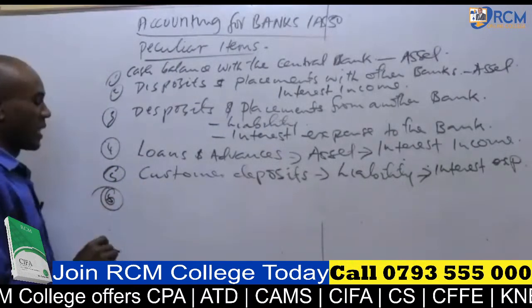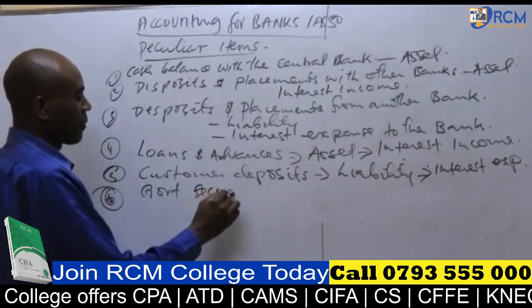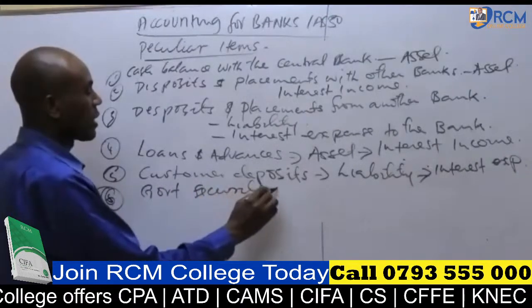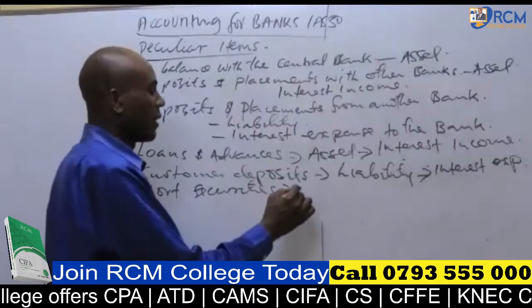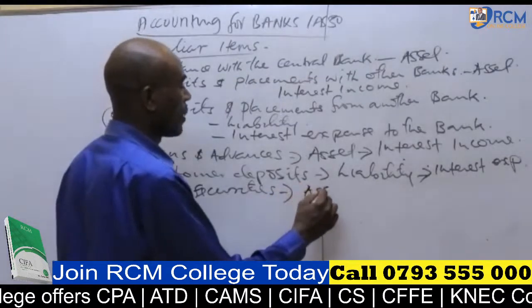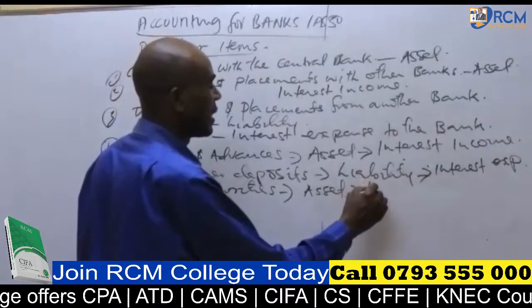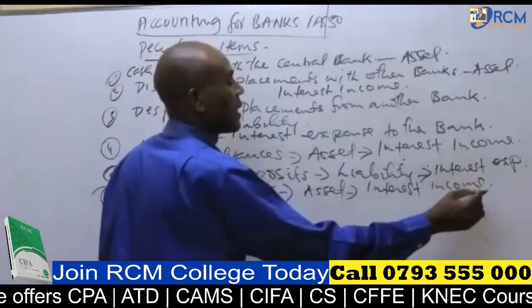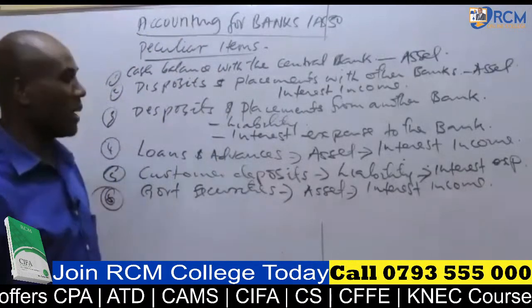Then number six, government securities. This is investment in government bonds. Therefore, this one becomes an asset, and out of this, we earn interest income out of the government securities.